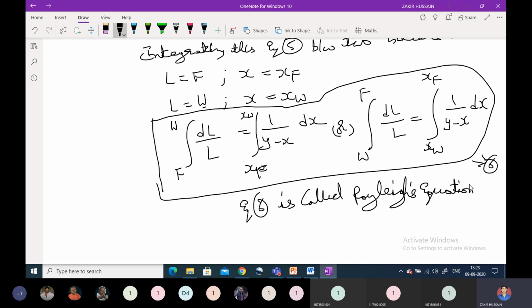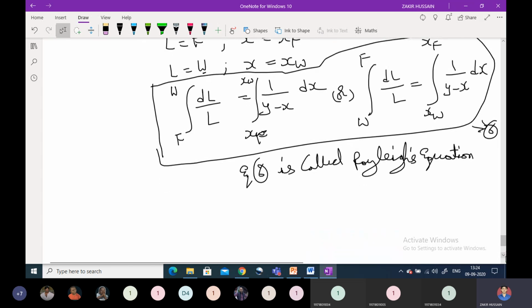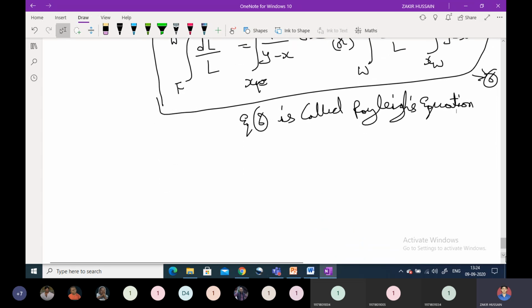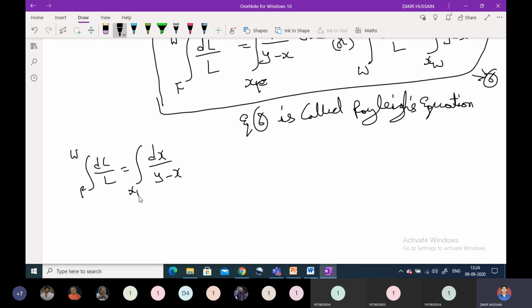Okay, so how to solve this Raleigh's equation? It's another criterion. For the problems we have to solve, usually we have to solve this equation. Once again I am writing: integral dL by L from F to W is equal to integral dx by (y minus x) from xF to xW. If you see the RHS side, this is an integral.